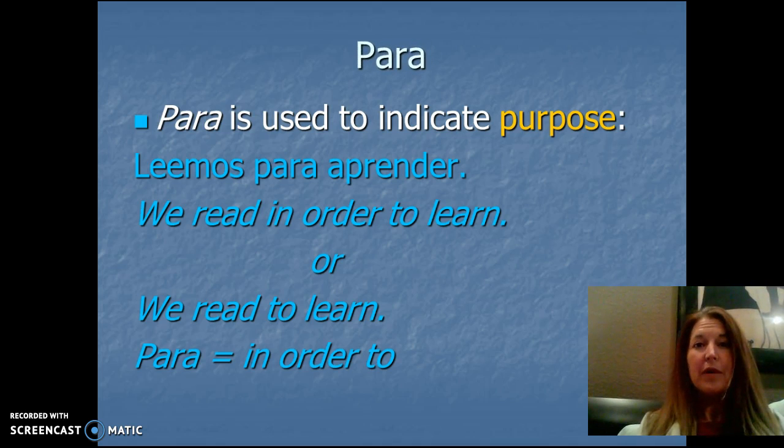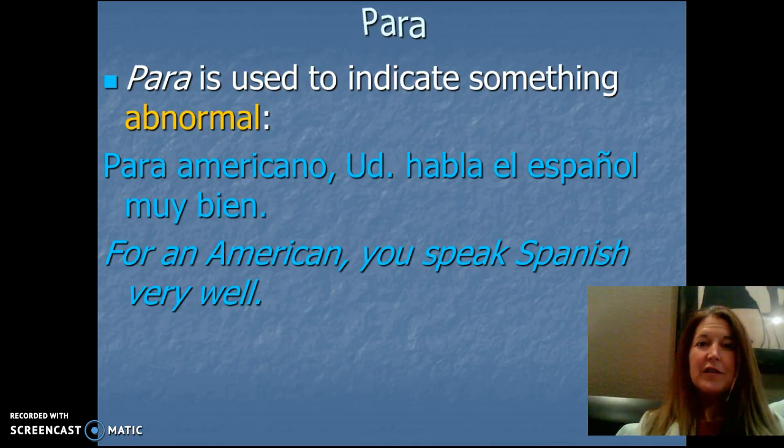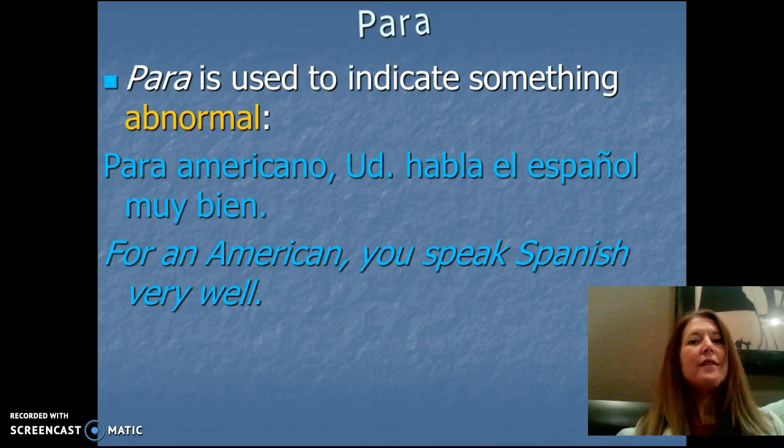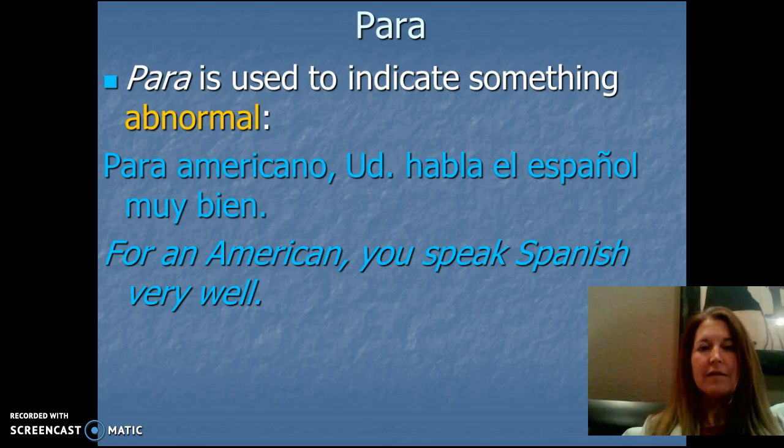Leemos para aprender. We read in order to learn. Or we read to learn. Para is the same thing as in order to in English. Para is used to indicate something abnormal. Para americano, usted habla el español muy bien. For an American, you speak Spanish very well.